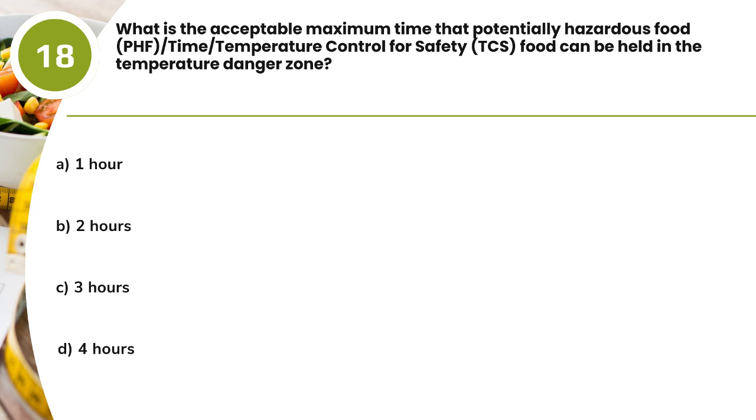Question 18. What is the acceptable maximum time that potentially hazardous food, PHF/time, temperature control for safety, TCS, food can be held in the temperature danger zone? A. 1 hour. B. 2 hours. C. 3 hours. D. 4 hours.